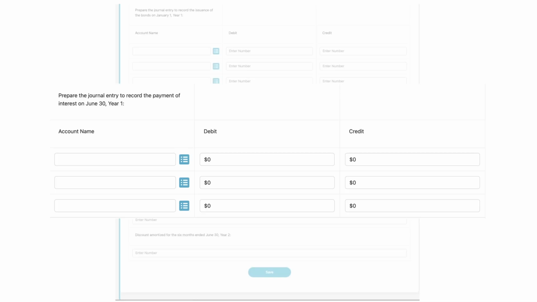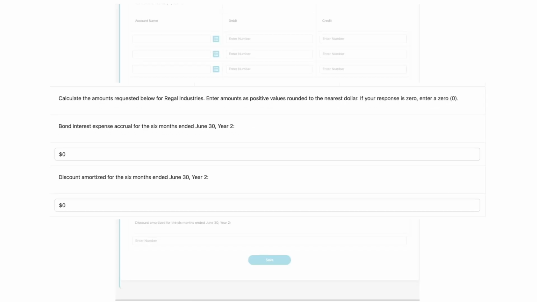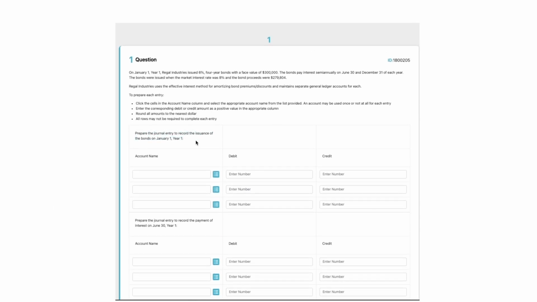And then we need to make the journal entries for the first payment of the bond. So this is going to involve the interest expense and the cash and the amortization. And then we have to say how much interest expense we have for June 30th, year 2, and also how much of the discount we're amortizing for June 30th, year 2. So basically we need to go all the way from the beginning to the middle of year 2 and see how the bond is changing.